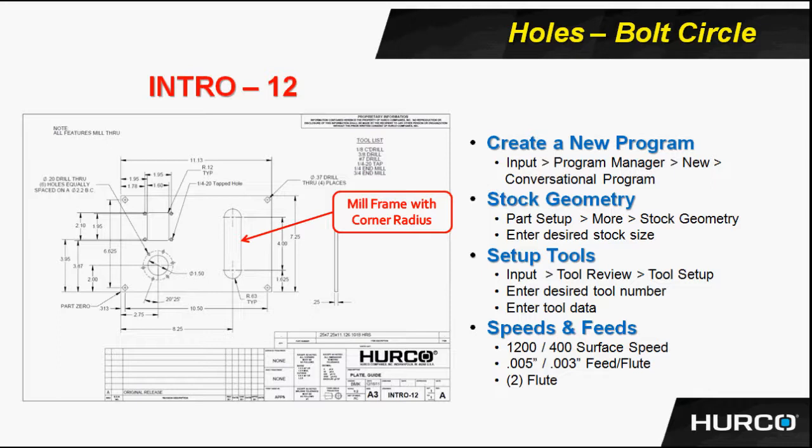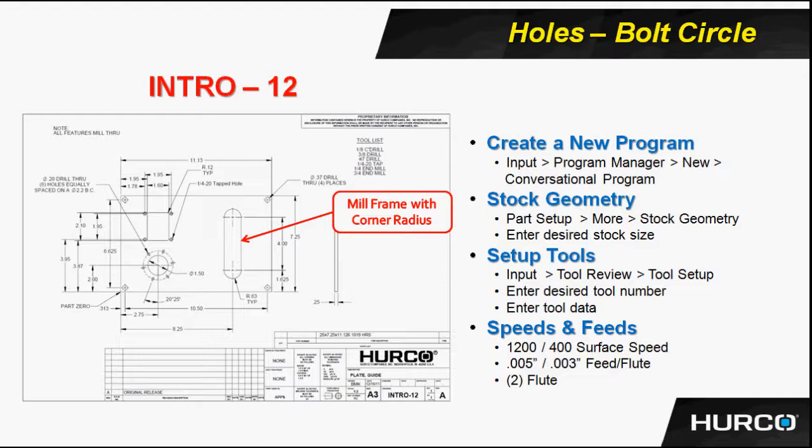You are programming from one of the four corners of the slot, and then you'll have the X length and Y length. Direction will be important, of course, whether it's an X negative or X positive length and so forth. But you'll be using from one corner, creating the mill frame.